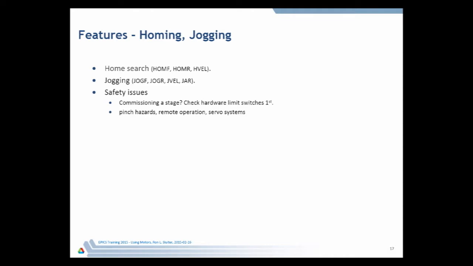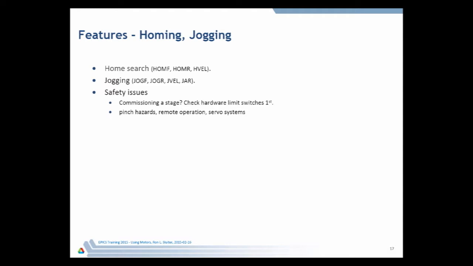The reason I put these two together is these are basically moves without a destination. A home is not really a move, it's a search. And you don't know where that's going to end up unless you've already tested your system. So these are the type of moves you have to be somewhat careful of.